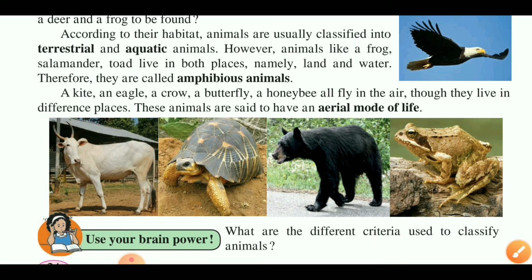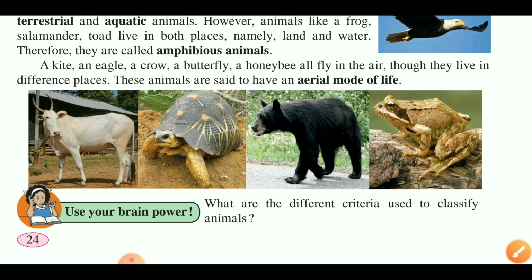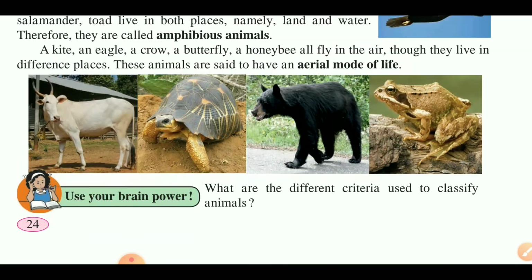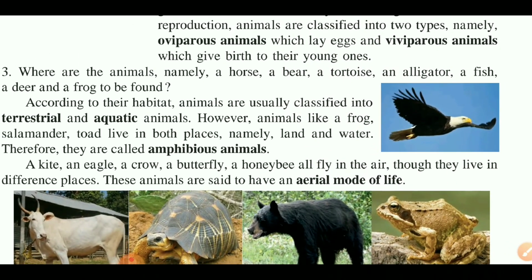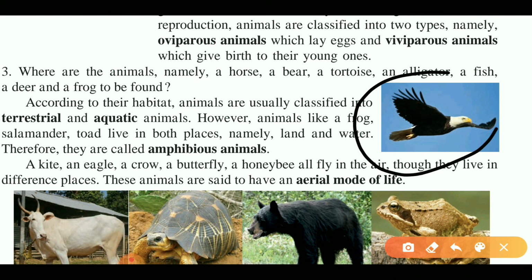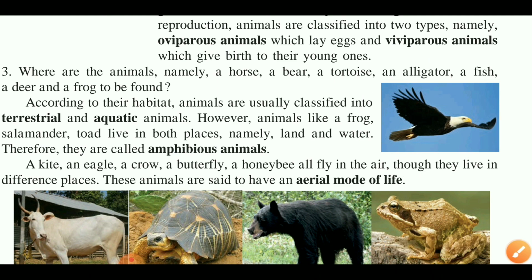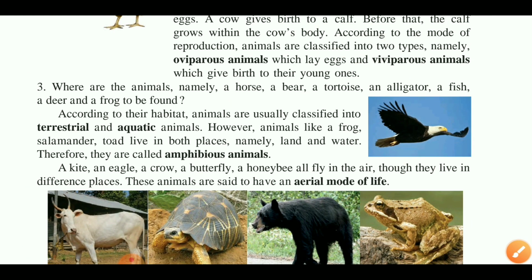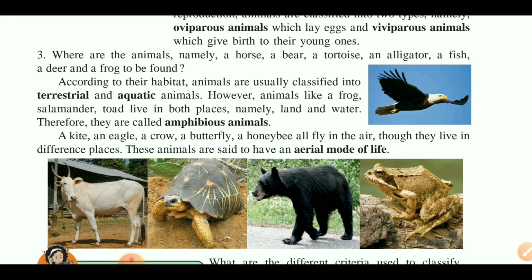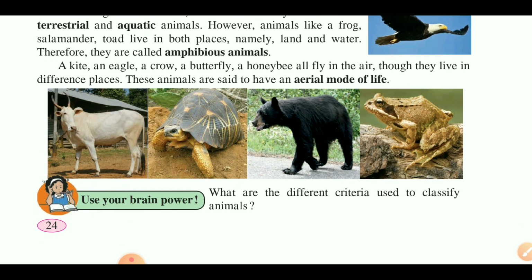Okay. Now a kite, an eagle, crow, butterfly, honeybee all fly in the air though they live in different places. These animals are said to have an aerial mode of life. What is the aerial mode? Aerial mode means these animals are always flying in the sky: a kite, an eagle, crow, butterfly, honeybee. Because of that, they are always flying in the air. We call them aerial animals or aerial mode of life.